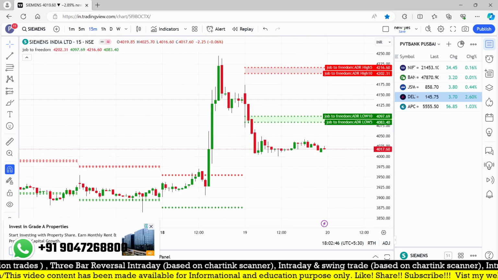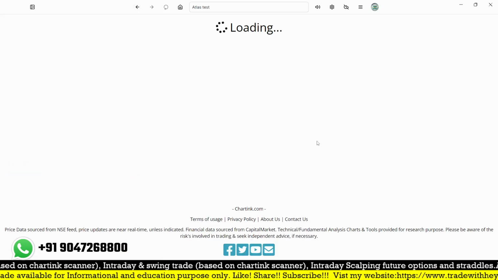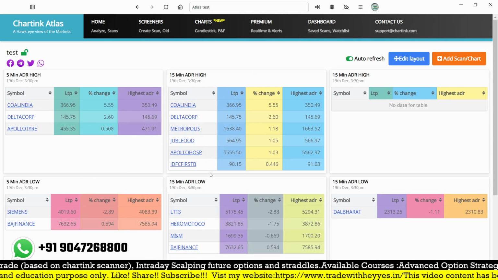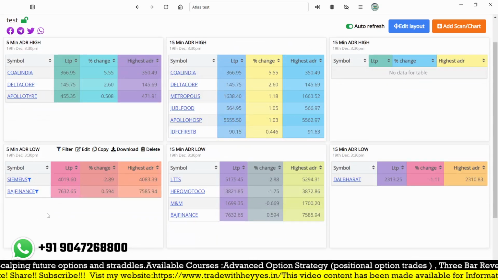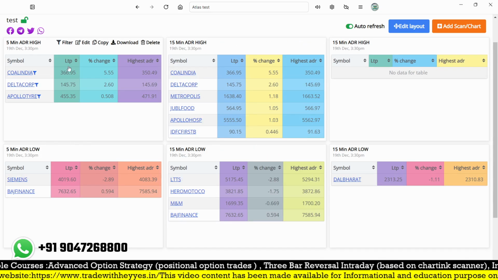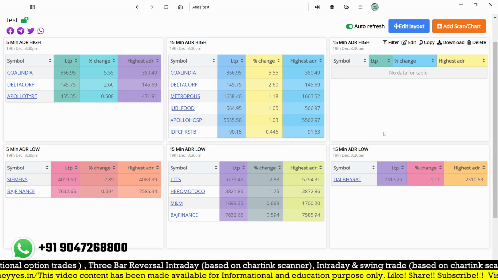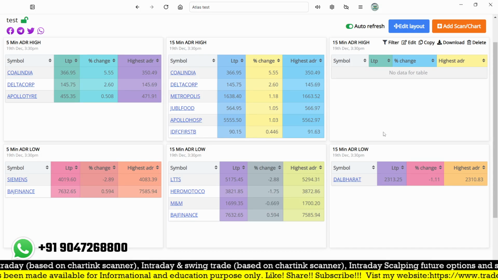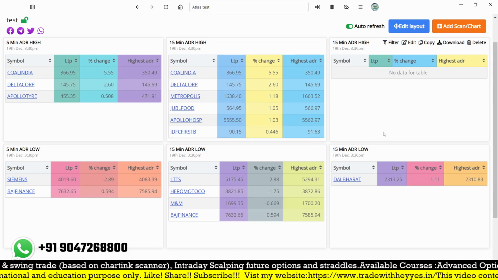So there are two indicators, two dashboards. These are already updated in our group, and this is the first dashboard. Simply we are looking at the 5 minutes ADR and 15 minutes ADR. And one more thing is the 5 minutes ADR low and 15 minutes ADR low. These are all the fixed first 5 minutes and 15 minutes candles. And this one is the running candle, the recent candle. Any stock forming such a pattern, we are finding out. So if you are tracking this dashboard, you can easily find those stocks which are going to give you such an opportunity.